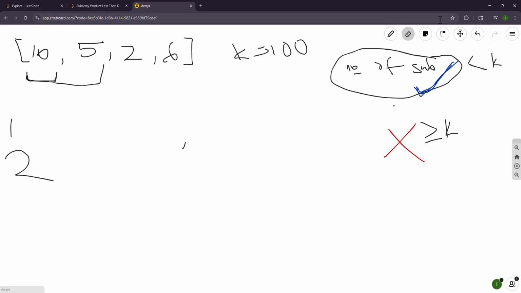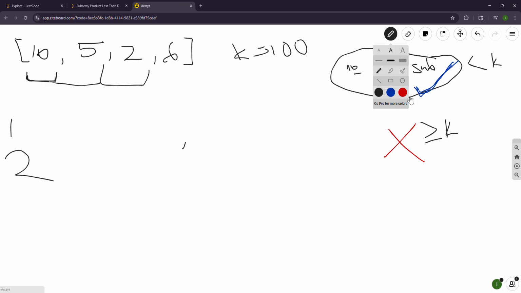Now, when we continue and add 2, this is 10 times 5 times 2, which becomes 100. Now this subarray becomes invalid. This entire subarray becomes invalid. Why? Because it is equal to 100. It is not less than 100.